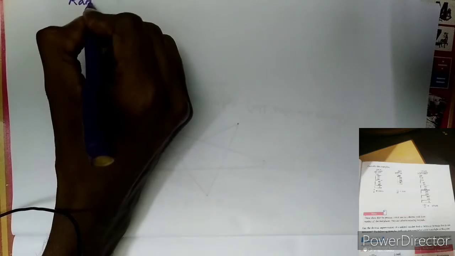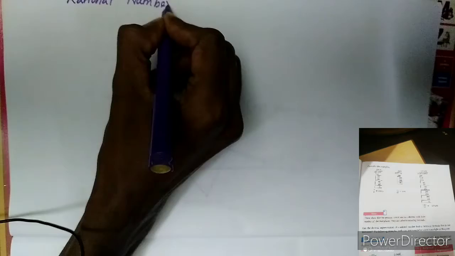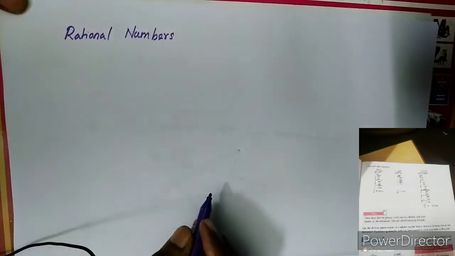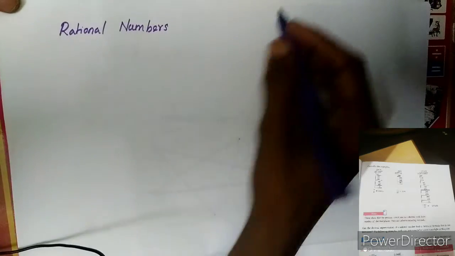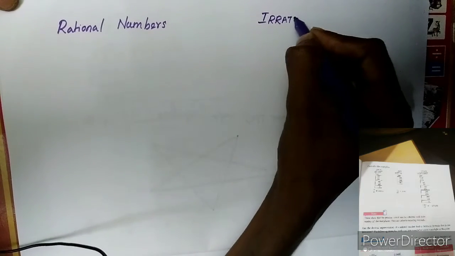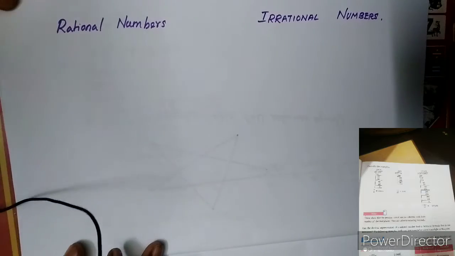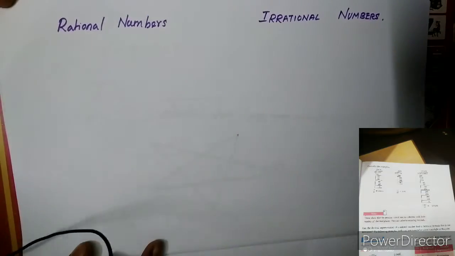Already in the last class we studied about rational numbers. In this class we will learn about what irrational numbers are. First we want to know the difference between rational and irrational numbers in a simple way.